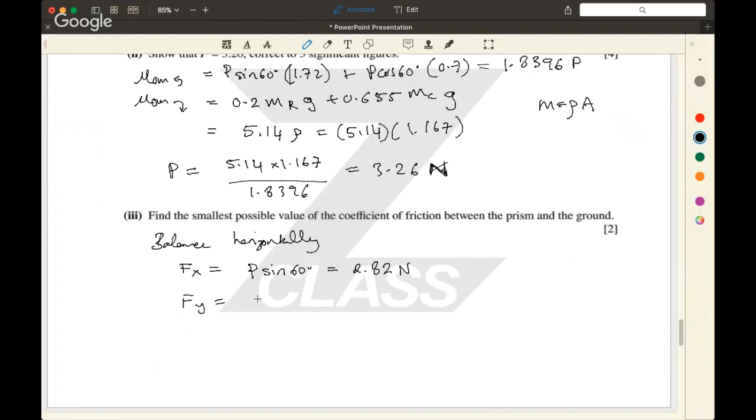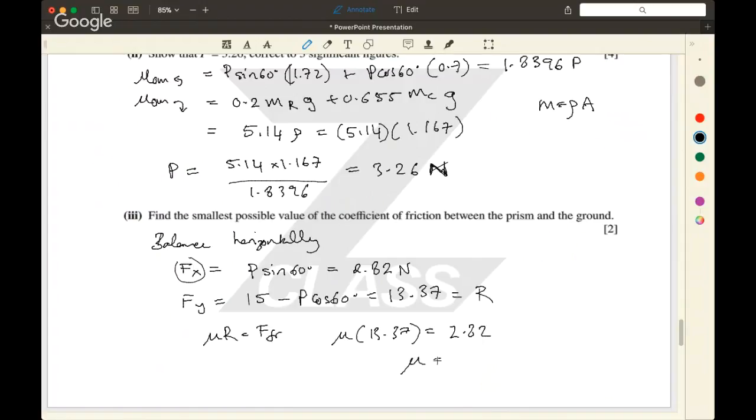In the y direction, we've got the full weight of the prism. I can just talk about the full weight because I don't care where it's acting anymore. Minus P cosine of 60, and that's 13.37. And we know that that's going to be equal to the reaction force. We also know that mu R is equal to the force of friction. So if I want the force of friction, the minimum it needs to be is to combat this Fx. So mu times the reaction force, which is 13.37, has to be, at minimum, 2.82. So mu must be 0.211.